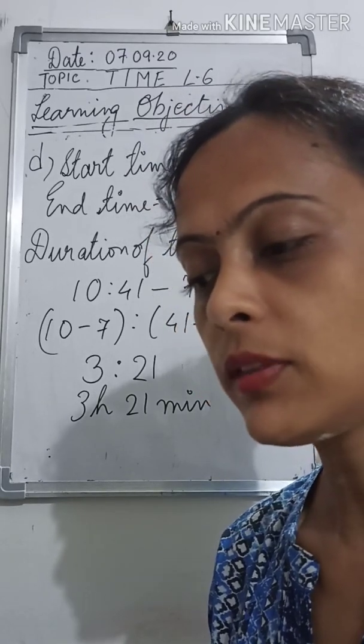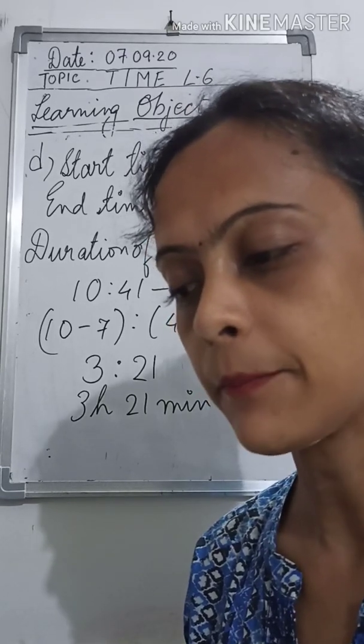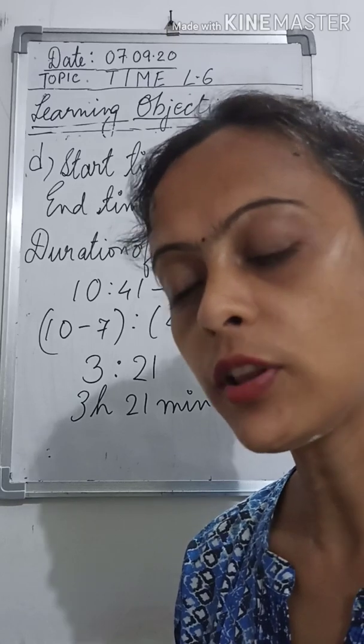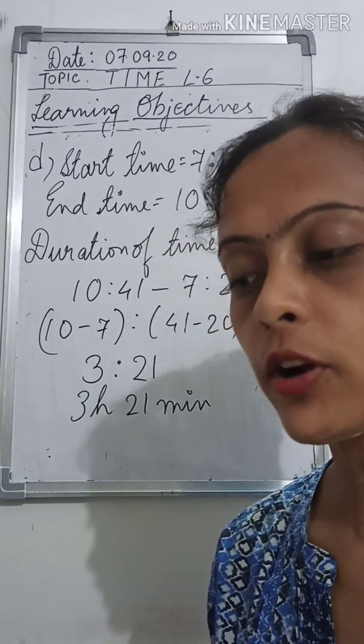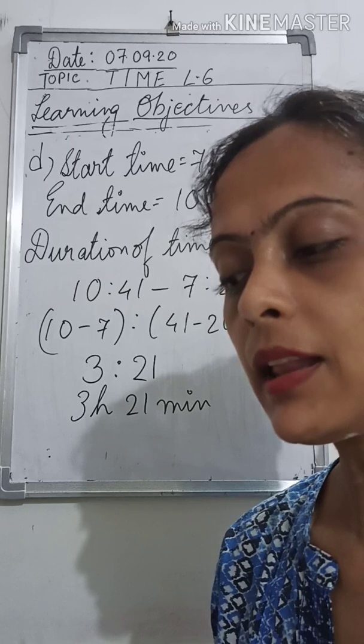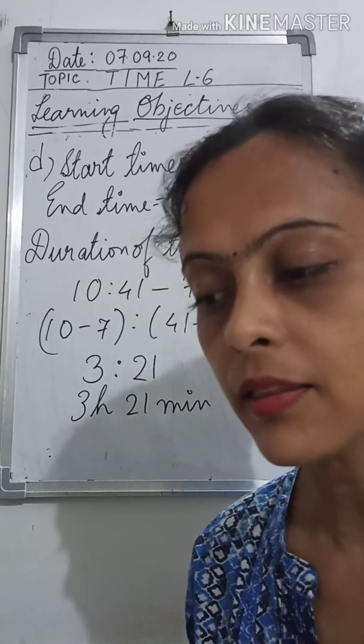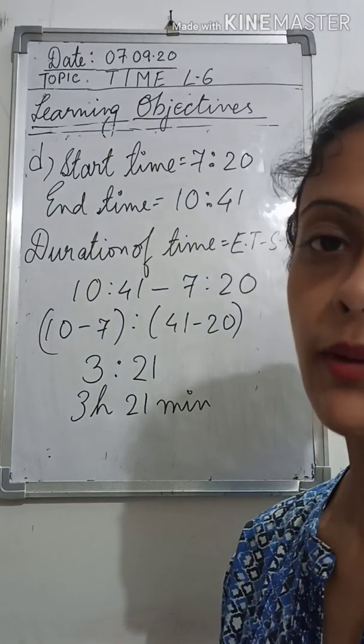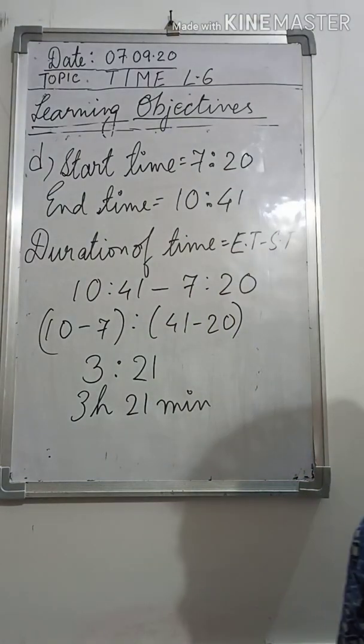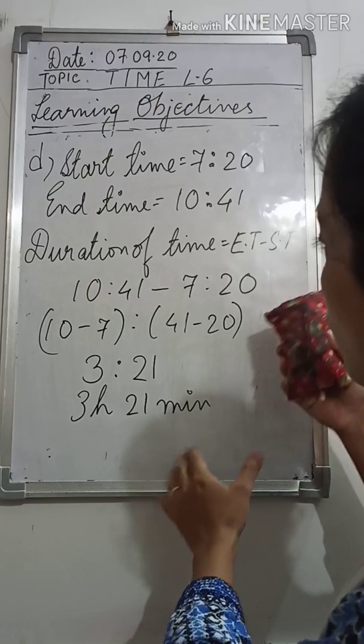Leela goes for the music class at 4:48 p.m. So when does she go for the music class? She goes at 4:48 p.m. and she comes back at 6:45 p.m. So how much time does she spend in the class? So we are given the starting time as well as the ending time. So let us write first what is given to us. I hope this is done.